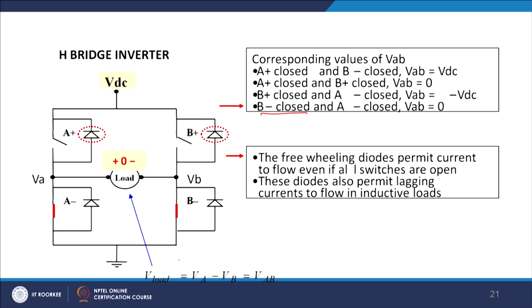Now, the freewheel diodes permit the current to flow through switch 1, which opens. Thereafter, this diode also permits the lagging current to flow through the inductive load, because in most cases we will find that the load is inductive.